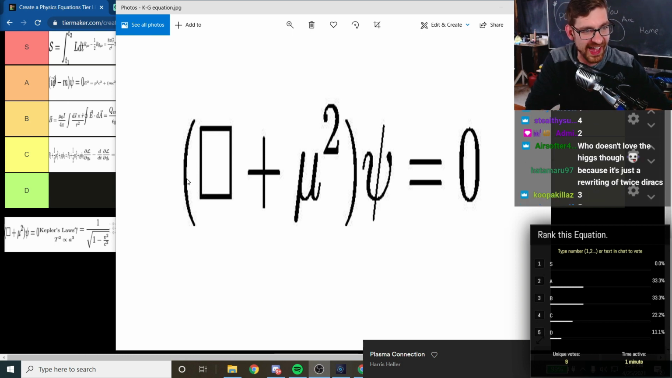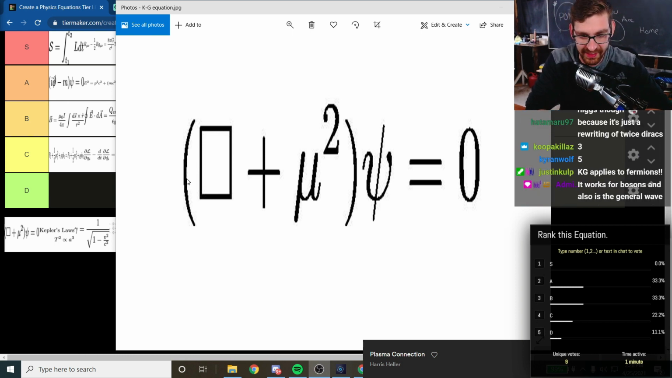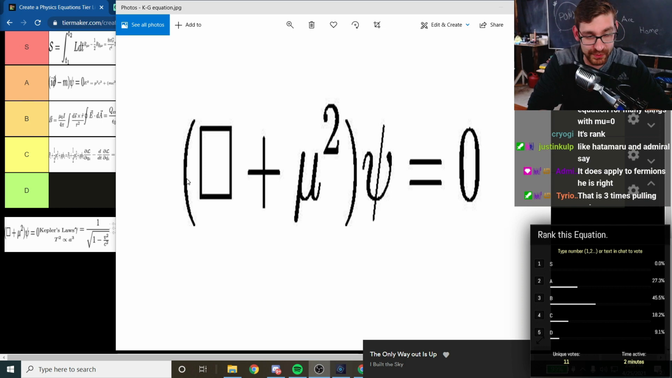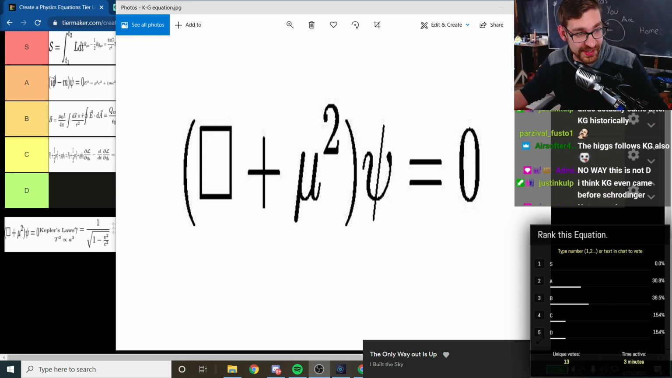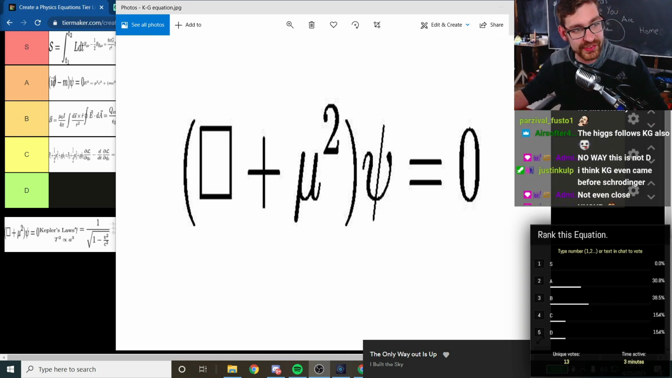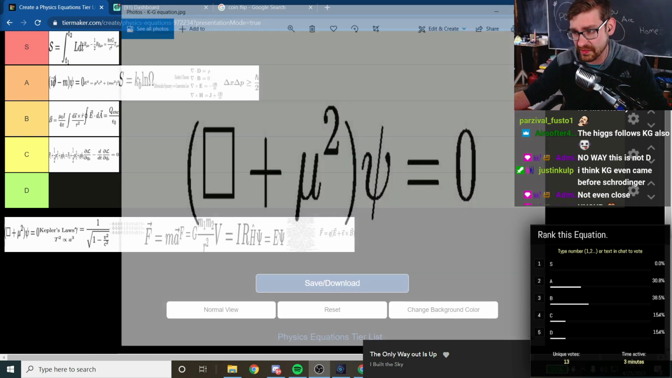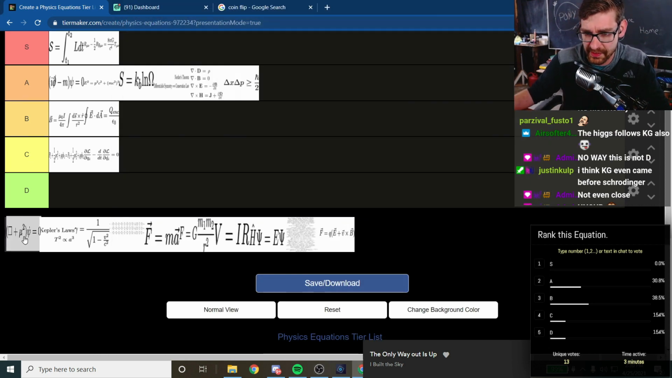I don't find this one appealing. That's 3 times pulling rank. This will be my last time. You may disagree with me. In fact, judging by the voting, I can tell that you're very much disagreeing with me. KG did come before Schrodinger's equation. Actually, KG is what led Schrodinger to doing the Schrodinger equation, because I don't know who did the exact Klein-Gordon equation, but I thought Schrodinger did it. I thought it was a variation of some work that Klein and Gordon did or something like that, and then he just named it after them or something.